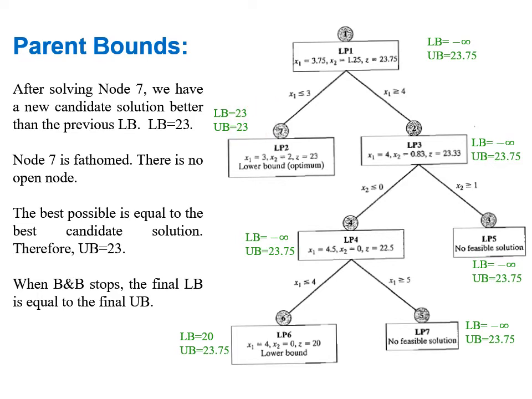Okay, it's always the case. When the branch and bound algorithm stops, this is very important. Okay, when the branch and bound algorithm stops, the final lower bound is always equal to the final upper bound. There is no difference between these lower and upper bounds.